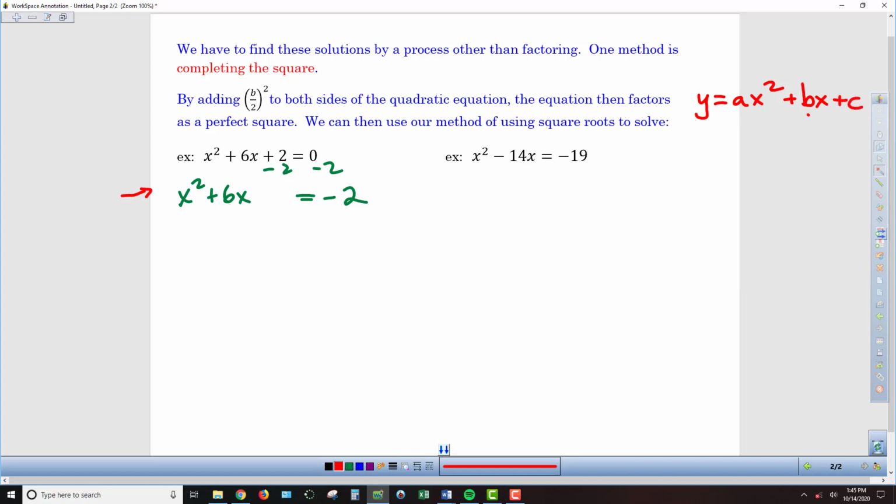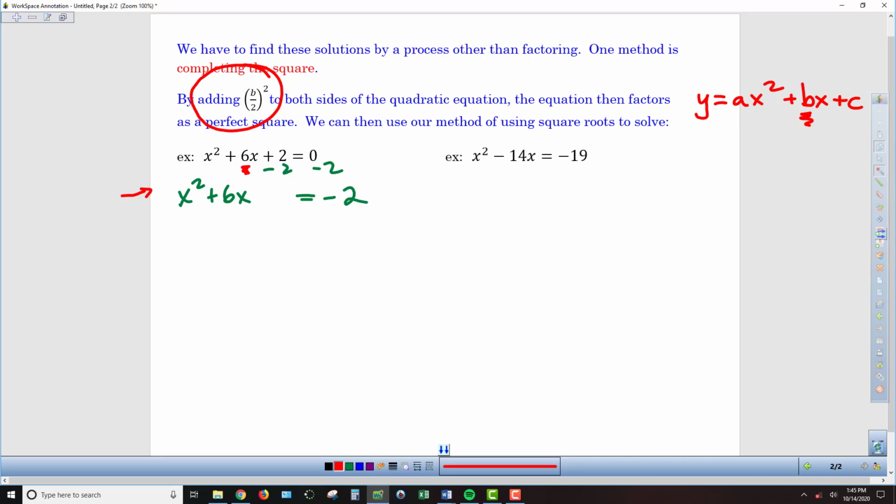Our focus is on the b coefficient, the number that's in front of the x. In this case, that's 6. And what we're going to do is what it says right here. We're going to add half of that number squared to both sides of the problem, because that's going to make it so that the left-hand side is factorable into a perfect square.